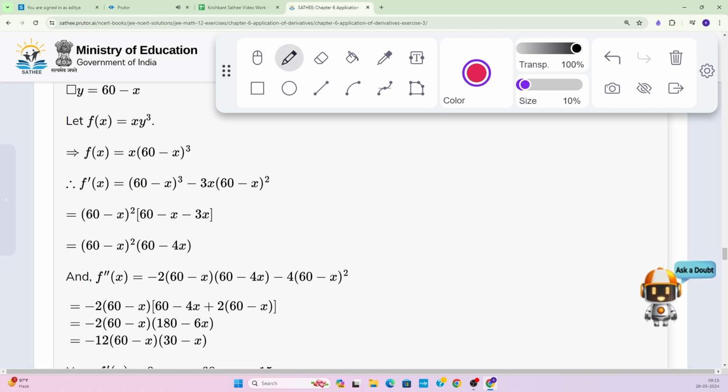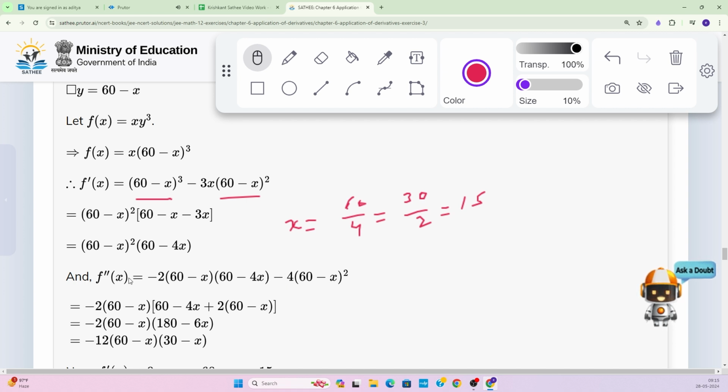Also you can take (60 − x)² common. So you will have x = 60 as one critical point, another will be x = 60/4, which is 15. Okay, clear? So 60 and 15 will be your two critical points.